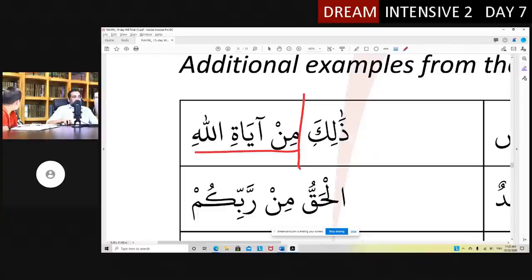Because dhalika is a pointer word? You're right. Dhalika is a pointer word. But that's not enough reason to draw a line. Drawing a line means that's where I want the "is" to be. Why do I want the "is" to be here? I want the "is" to be here because nothing is connecting these two. The only way to connect, you're right, would have been an al right after. A musharun ilayh. There isn't, so that's going to be an "is" right here.